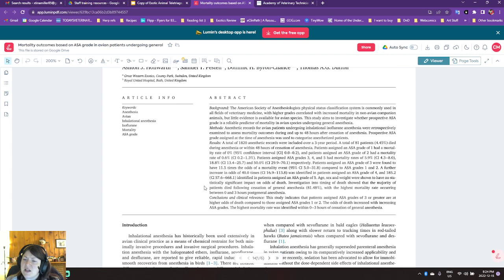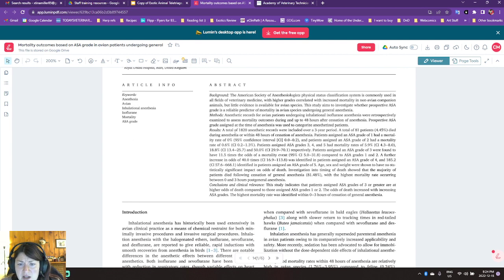So they looked at a lot of records, 1,820 anesthetic records over a 3-year period. This is a retrospective study where they looked back into records. They didn't just do a bunch of surgeries for the study. They looked at historical data. So a total of 81 patients, just under 5%, died during anesthesia or within 48 hours of cessation of anesthesia.